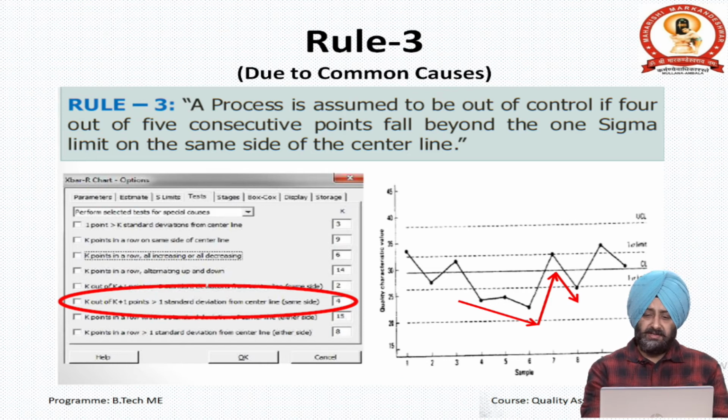A process is assumed to be out of control if 4 out of 5 consecutive points fall beyond the 1 sigma limit on the same side of the center line.